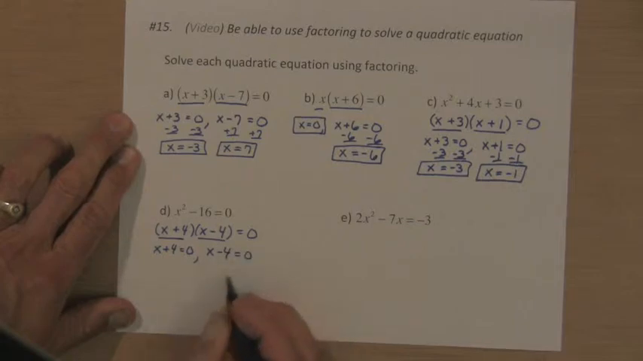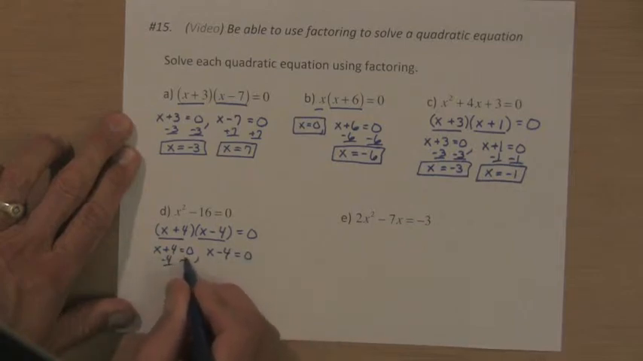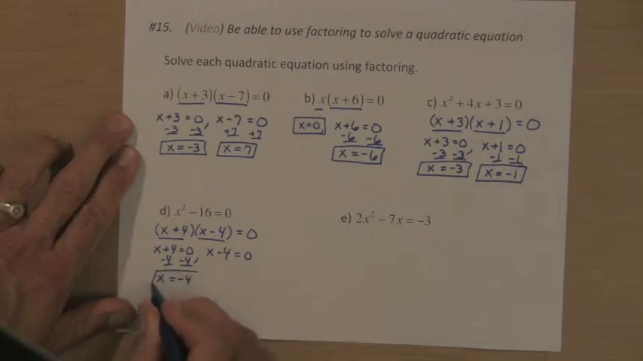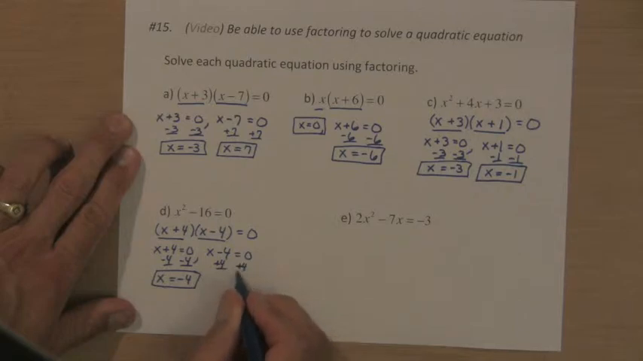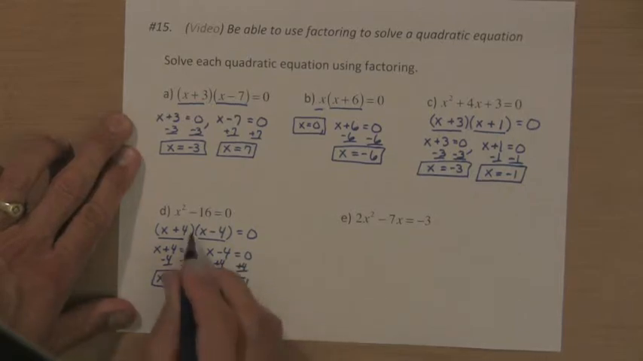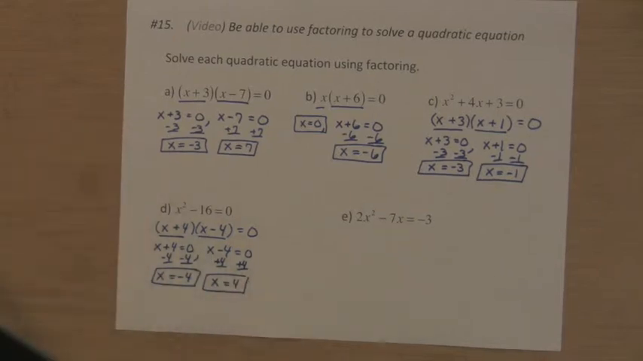So I solve the first one by subtracting 4 from both sides, and I get a solution of x equals negative 4. I solve the second one by adding 4 to both sides, and I get a solution of x equals 4. So I have two solutions for this example, both positive 4 and negative 4.